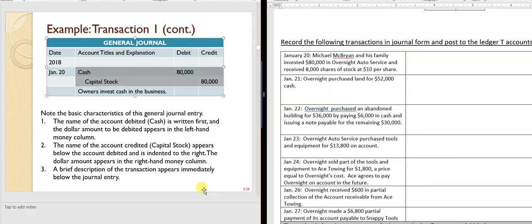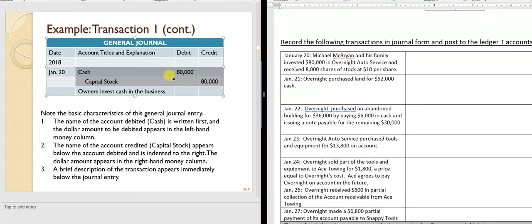Here are a couple rules. Debits always come first. Have the two columns. If you want to, you can draw the T account there and have a debit side and a credit side. But anyway, just make sure that debits are on the left, credits are on the right. If you don't line these numbers up, there's no way anyone can tell if it's a debit or credit.